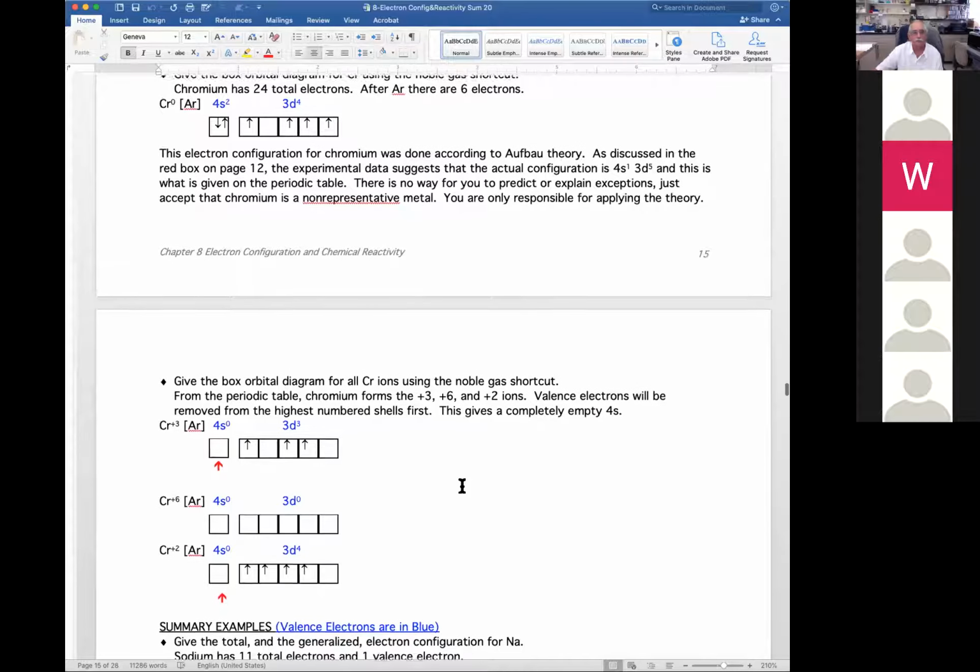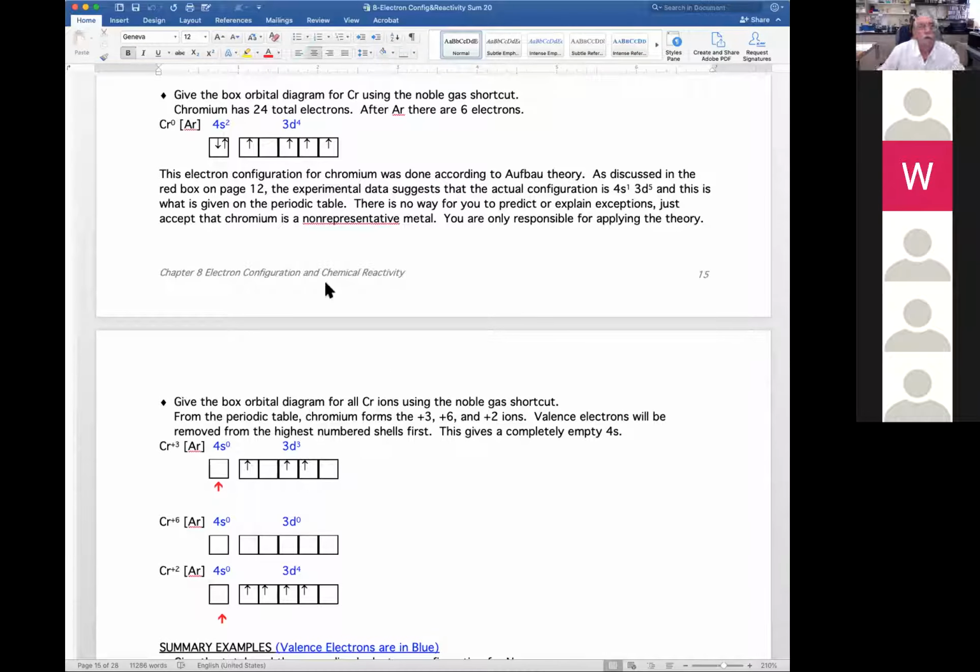So let's look at chromium here. So here is the noble gas shorthand method for chromium, right? And so here's an s. S has only 1 orbital. There's 2 electrons, so they got to be paired. Here's a d. It's got 5 orbitals. I have 4 electrons to go into it. You know what? I can put them anywhere in here, and they can have any spin they want.